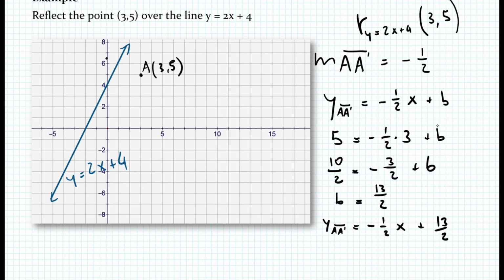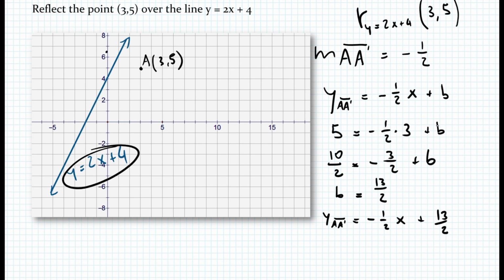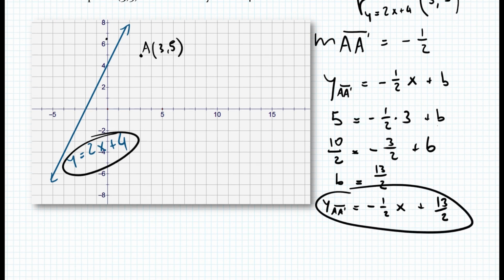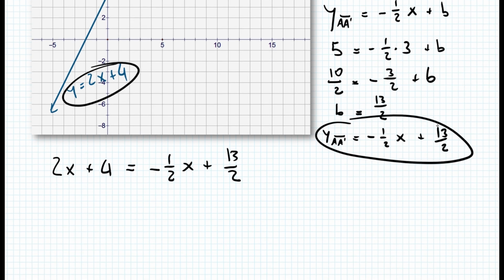So how do we find the point of intersection with that line? Well, we want to set this equation equal to this equation, right? Because they share the same intersection point, so we want to solve for that. So we write 2x plus 4 equals negative 1/2 x plus 13 over 2. The first thing we should do is multiply both sides by 2. So you end up with 4x plus 8 is equal to negative x plus 13.